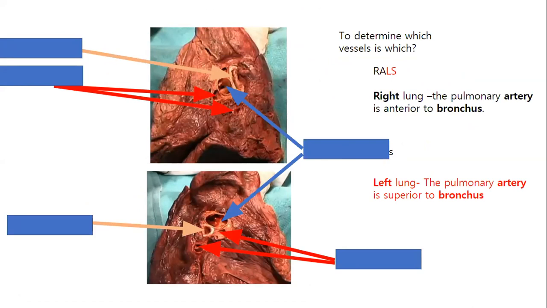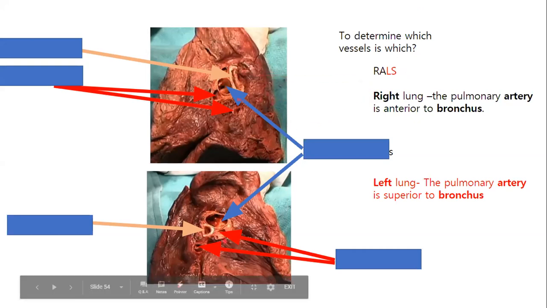How do you tell right versus left? Lung, with the bronchus and the artery. So we know that this one is right. Right anterior. Yeah, it's anterior to the bronchus. Artery is anterior. And then down here, we know that the artery is superior. Superior, yep.